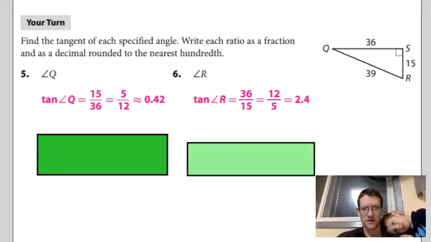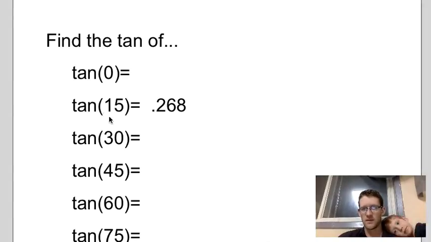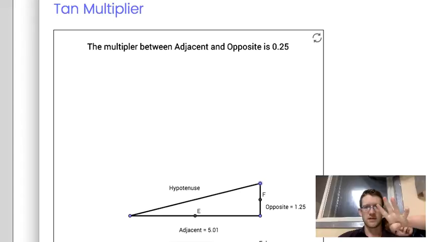Now we're going to focus on the function side of things. So if I were to calculate the tangent of a 15-degree angle, this would give me the ratio of the opposite and adjacent sides, right? So how am I going to figure these out? This is what calculators were invented for. You don't have to do all this funny math.